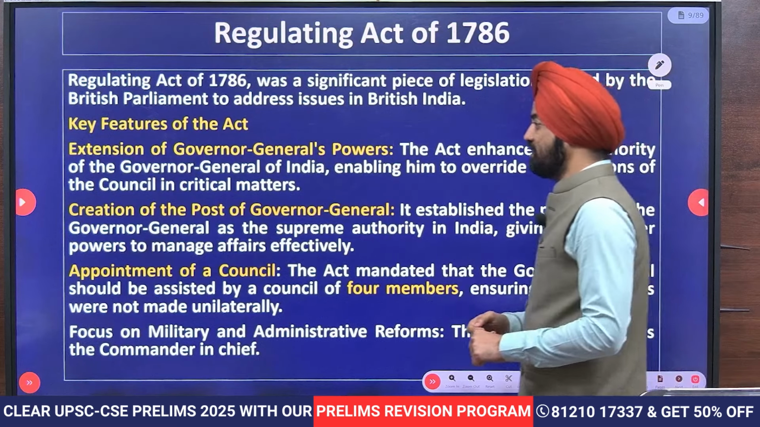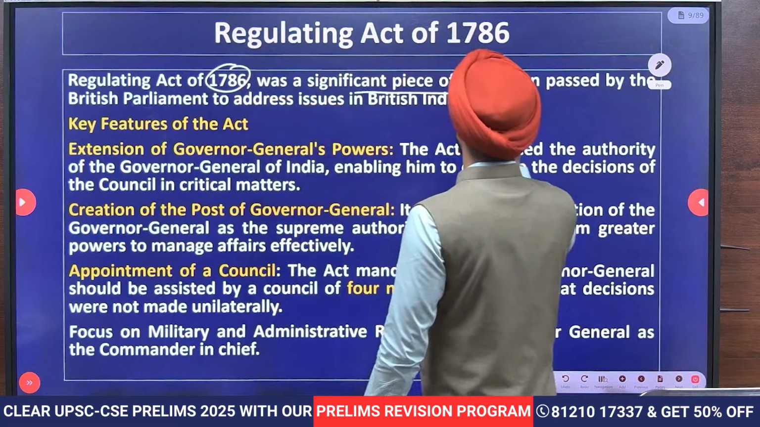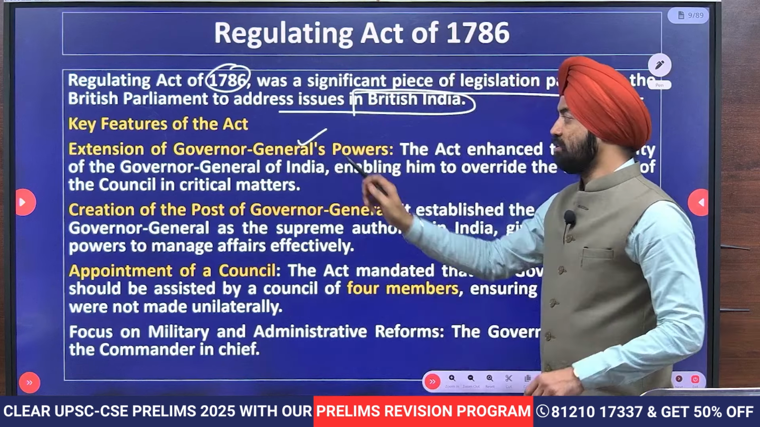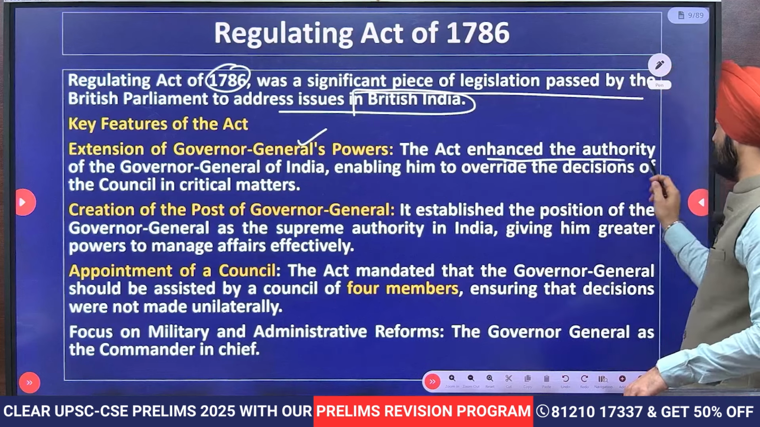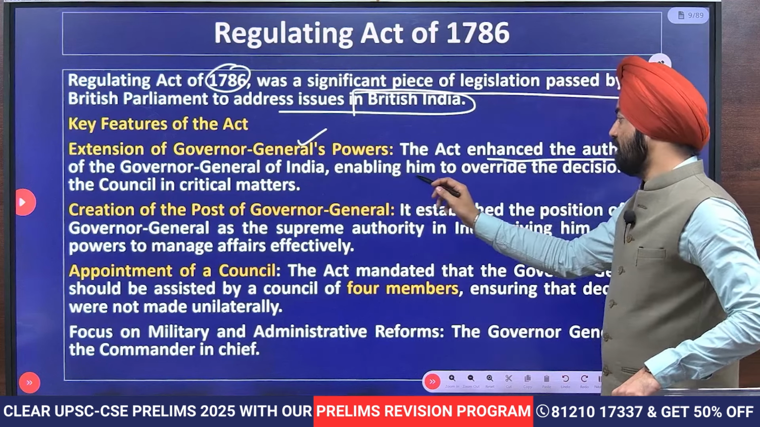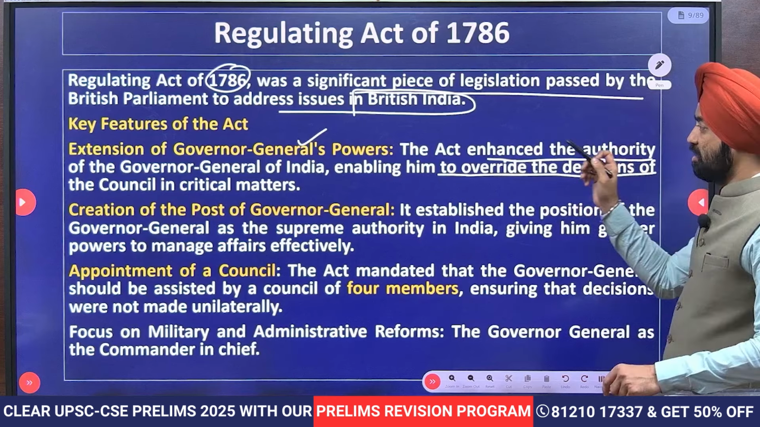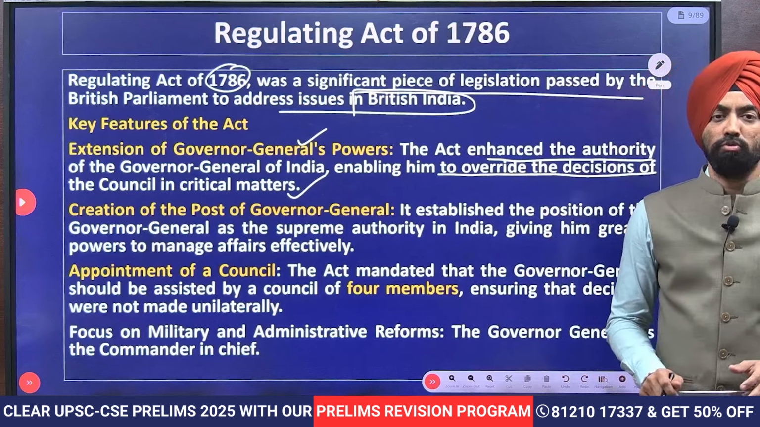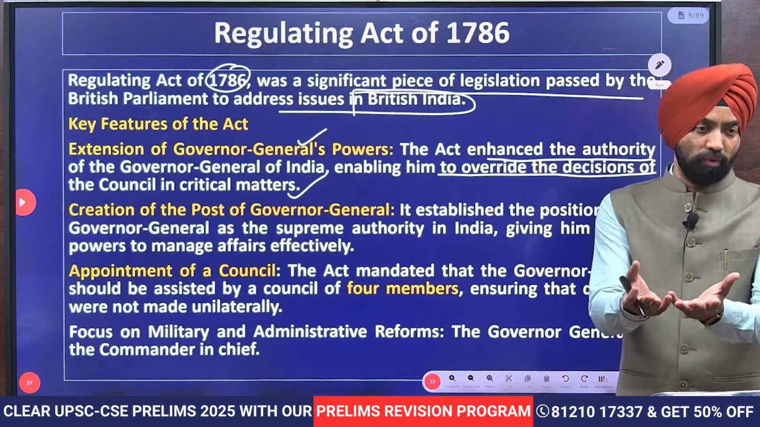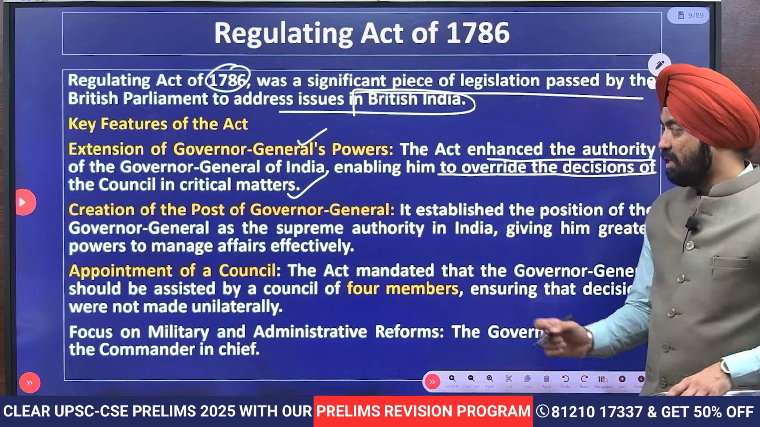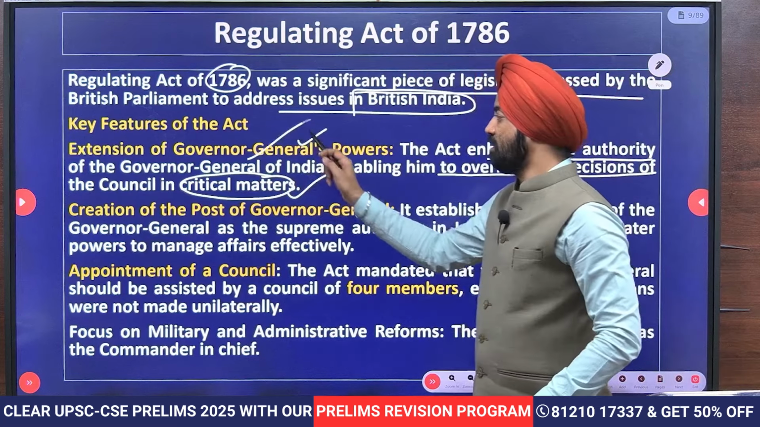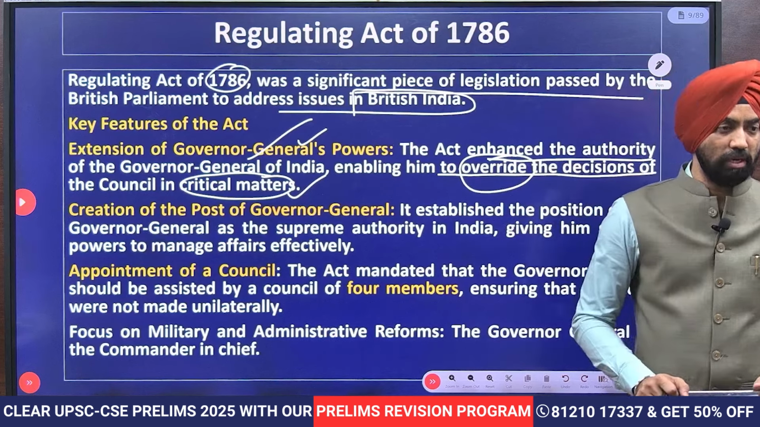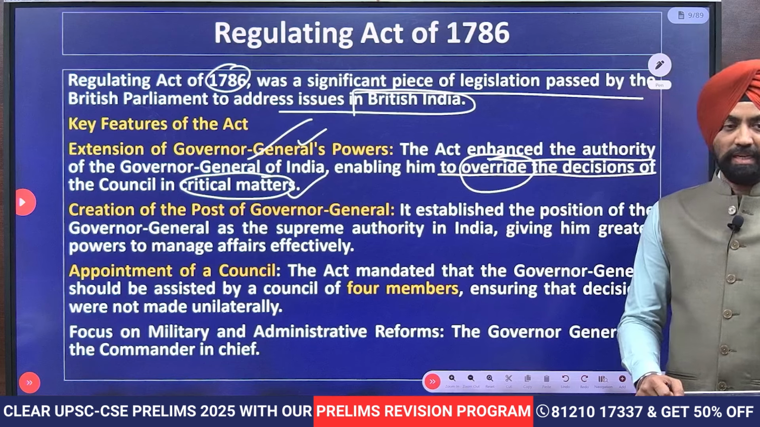Now comes the 1786 Regulating Act, which was a significant piece of legislation passed to address the issues in British India. What issues? Extension of the Governor General's powers. What did it do? The Act enhanced the authority of the Governor General of India, enabling him to override the decisions of the Council in critical matters. Now, in some way, the Council was a representative body, at least a broader body. But now, in critical matters, the Governor General can override the decision of the Council. So it became further centralization of the powers.